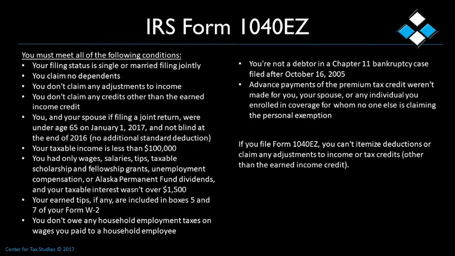Well, you must meet the following conditions. You are either single or married filing jointly. You don't get to be head of household under this situation, and you cannot file separately. You have no dependents. You don't claim any adjustments to income, and other than the earned income credit, you don't get to take any other credits. You don't get to take the additional standard deduction, so if you are blind or over the age of 65, you won't want this particular tax form.